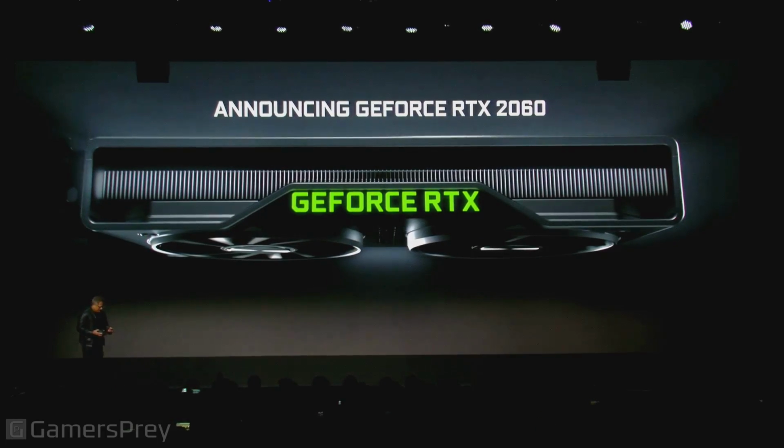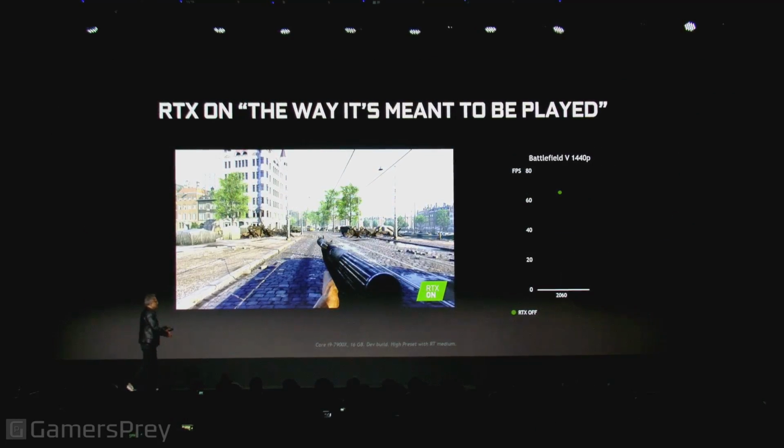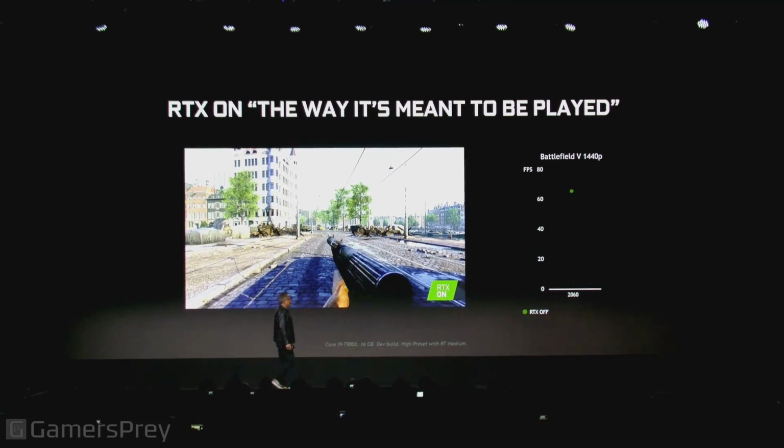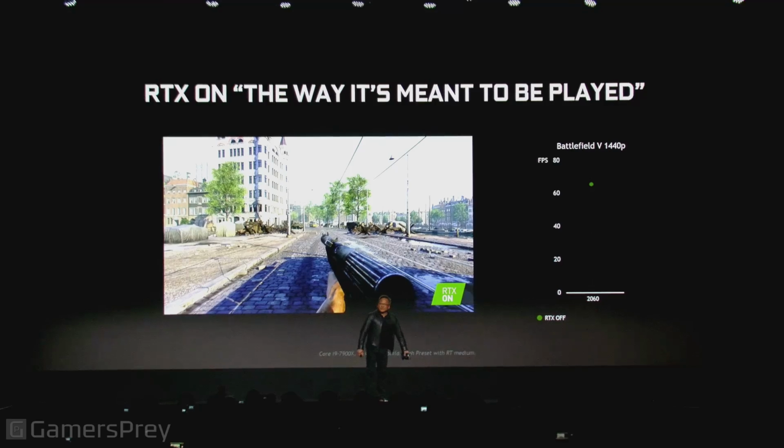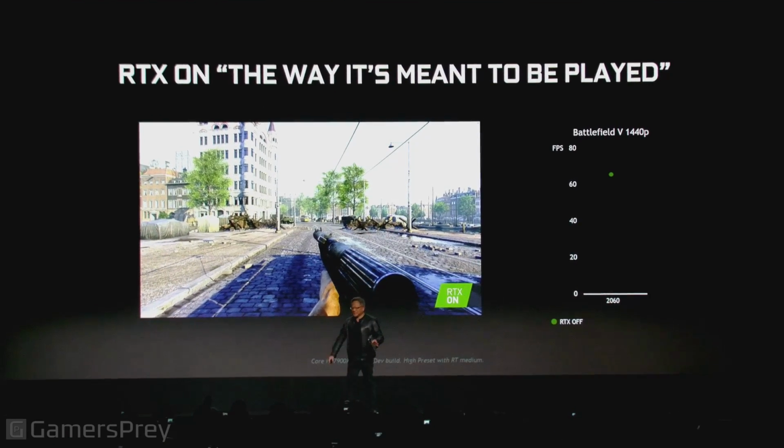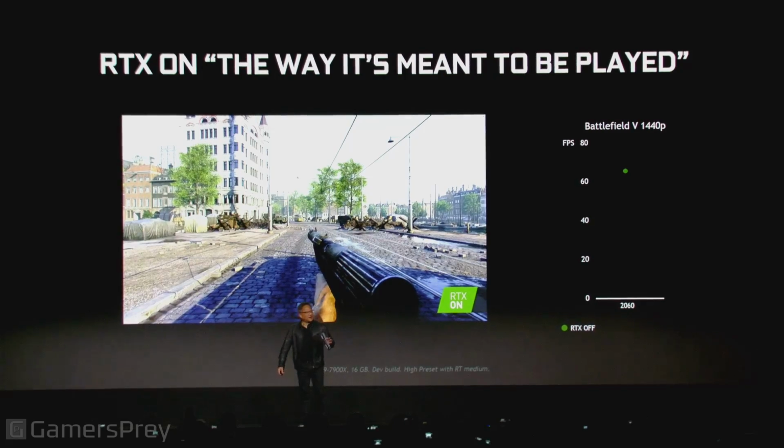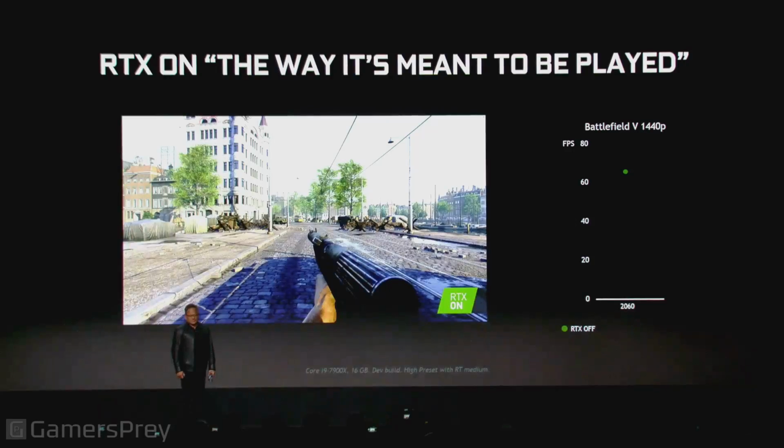Now let's take a look at the performance. What you were looking at, if RTX was off, the frame rate would be about 60 frames per second. A really fantastic experience. Battlefield 5, 1440p, 2 megapixels, on a 2060, over 60 frames per second. Now, when you turn on ray tracing, this is what happens. And for many, they were somewhat disappointed by that, even though it was so much more beautiful.